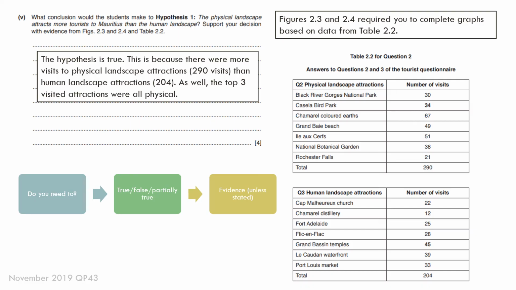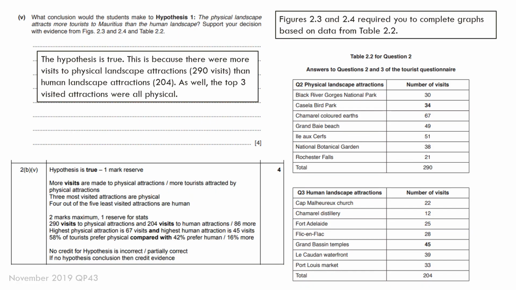Hypothesis is true. This is because there were more visits to physical landscape attractions, 290 visits, than human landscape attractions, 204 as well. The top 3 visitor attractions were all physical. So 1 mark for stating it's true, 1 mark for stating there are more visits to physical than human. I've included some data and I've made another statement about the top 3.